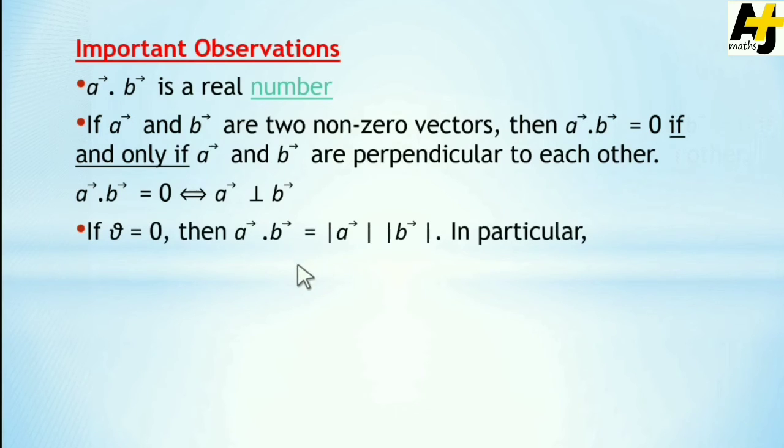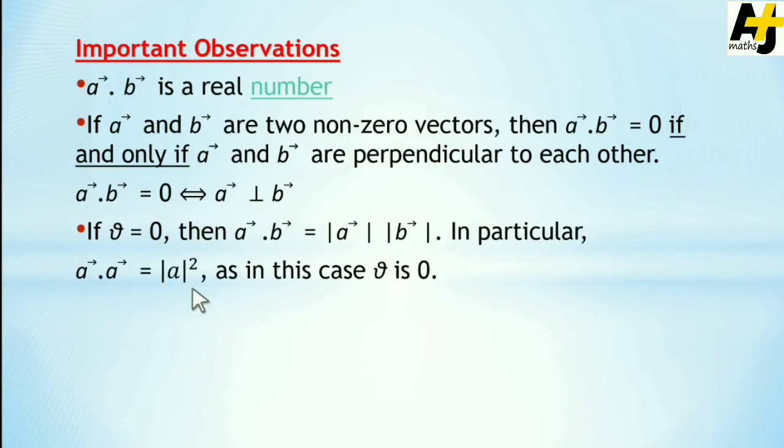If theta is equal to 0, then a dot b equal to magnitude a magnitude b in particular. When the angle between the two vectors is 0, cos 0 equal to 1. So the formula will be a dot b equal to magnitude of a into magnitude of b. In particular, if both the vectors are the same, like a dot a, then by putting b equal to a in the formula, we will get |a| squared, as in this case theta is 0.